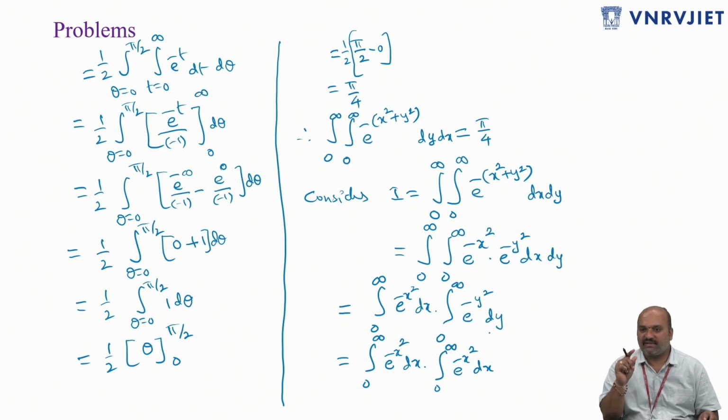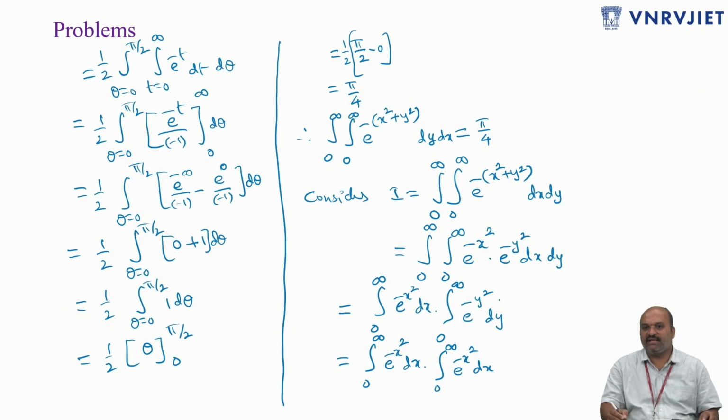Since the integral limits are constants, you can change it to any variable. Suppose I substitute x instead of y here: y becomes x, dy becomes dx, and the limits stay the same. Y limit 0 to infinity, x limit 0 to infinity. That means if the integral limits are constants, you can use any variable instead of that. So I am changing y to x.